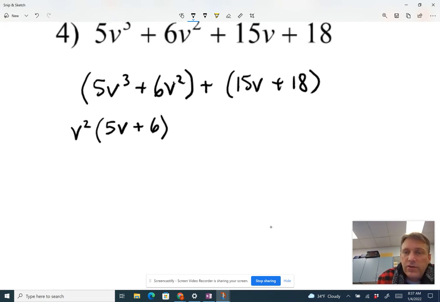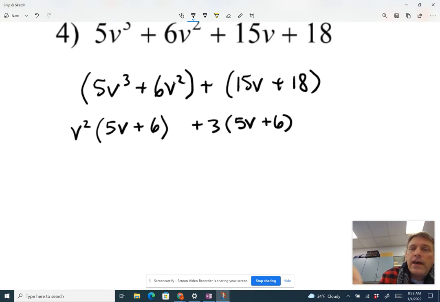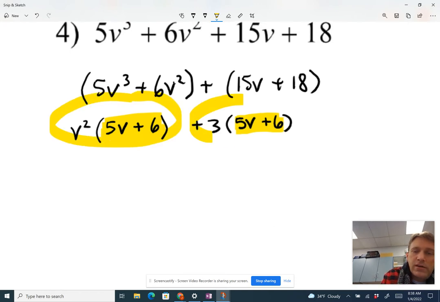Then I look at the second group, 15v plus 18, and I see that they've got a 3 in common. So that would be plus 3 times 5v and 6. So that's plus 6. And I notice that I've got the same factor here. So now that is the greatest common factor between this part and this part.